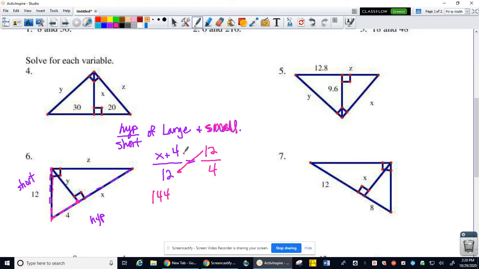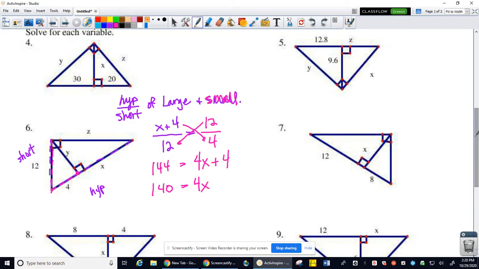12 times 12 is 144, and on this side I distribute and get 4x plus 4. This is a nice algebraic equation that I can solve without a whole bunch of trouble. Whatever 140 divided by 4 is, well, that's got to be 35, it looks like. 4 goes into 14 3 times with a remainder of 2. Yep, so x is 35.